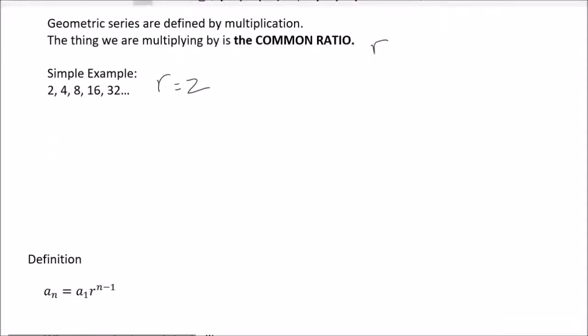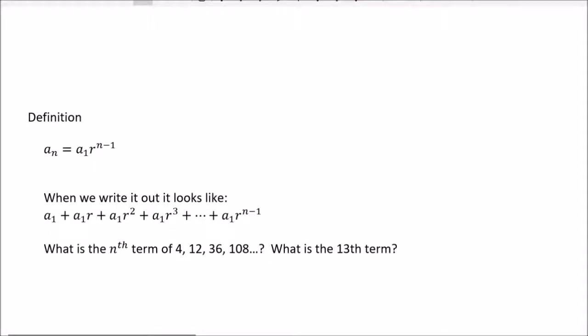In our books, you'll see that typically the way they write it out is like this. They're going to say a sub n, the nth term, is a sub 1 times r to the n minus 1. Let's annotate this. What's a sub 1? That's the first term. What's r? r is the common ratio.